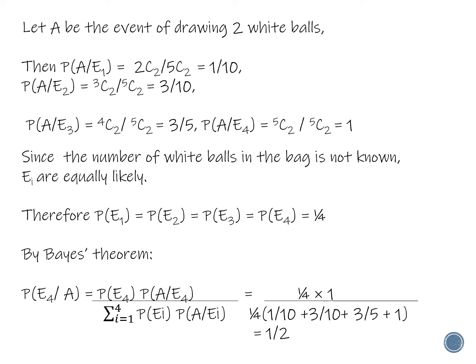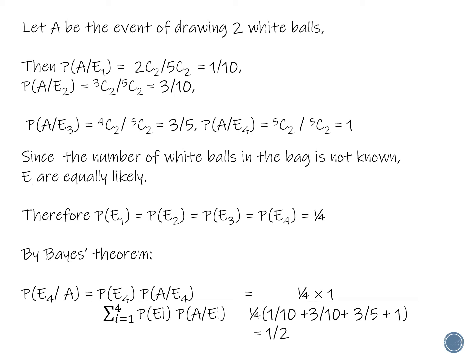Similarly, we find probability of A given E2. Here, the exhaustive number of cases is 5C2 and the favorable number of cases is 3C2. Note that E2 is the event that the bag contains 3 white balls. So, out of 3 white balls, we have to choose 2 white balls. So, the favorable number of cases is 3C2.